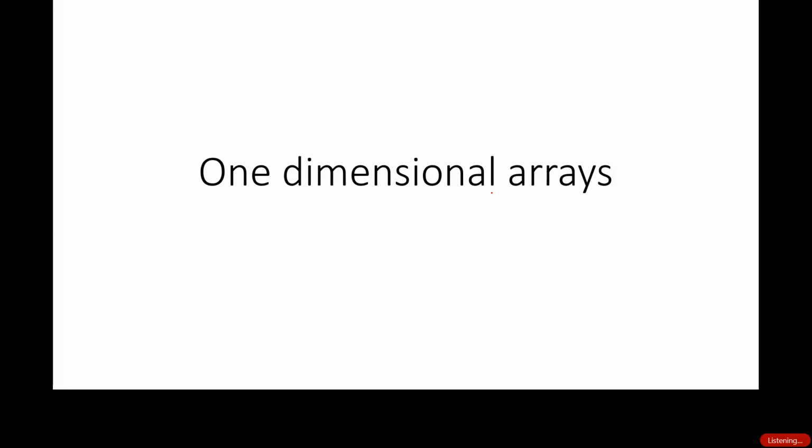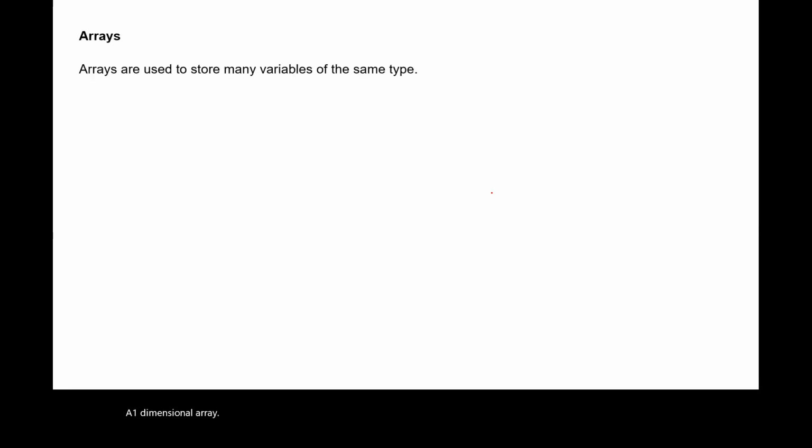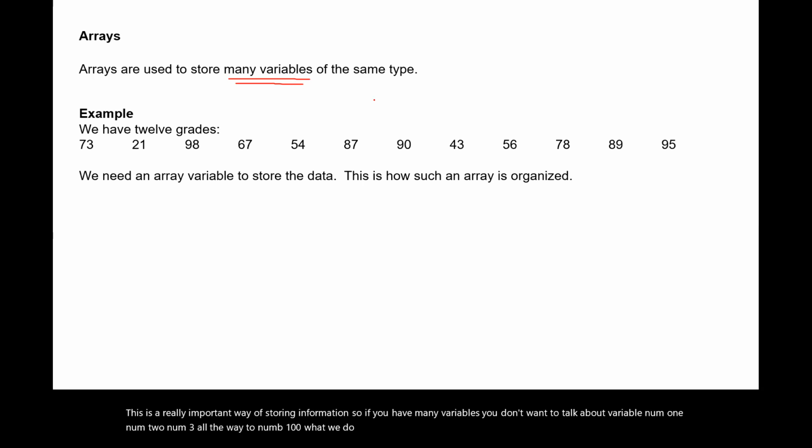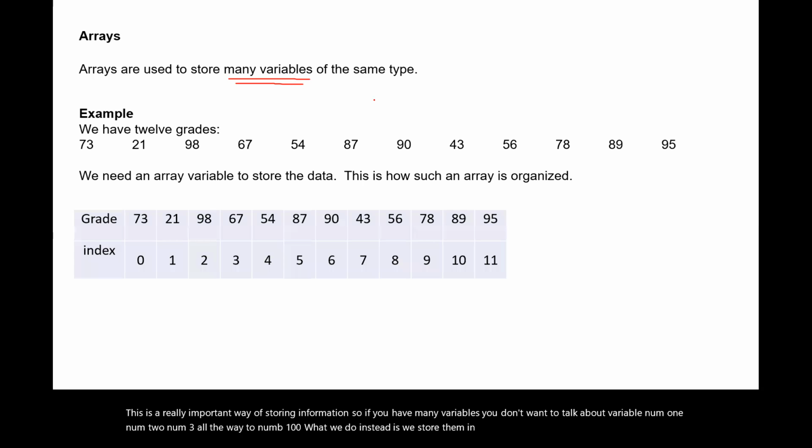A one-dimensional array. This is a really important way of storing information. So if you have many variables, you don't want to talk about variable num1, num2, num3, all the way to num100. What we do instead is we store them in an array. So it looks like this.